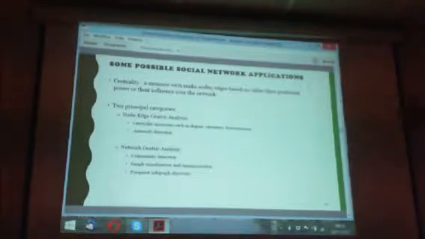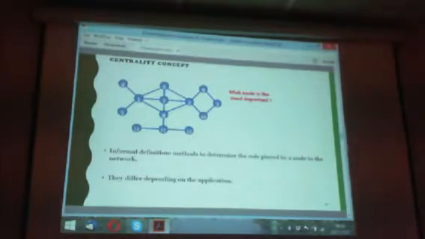The next group: centrality can be applied in the context of networks for community detection, graph visualization and summarization, and frequent subgraph discovery. This is to explain the centrality.